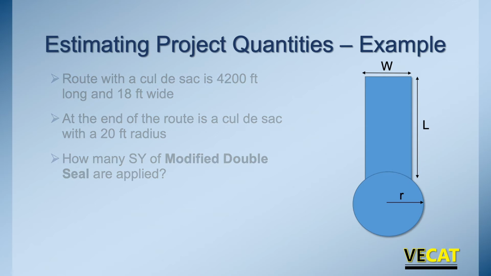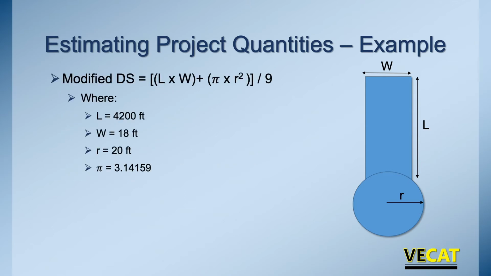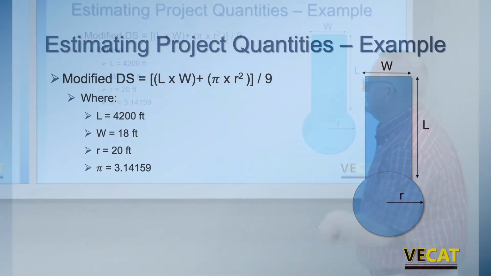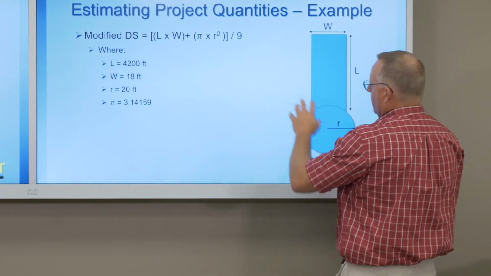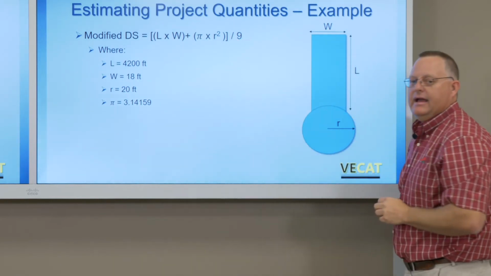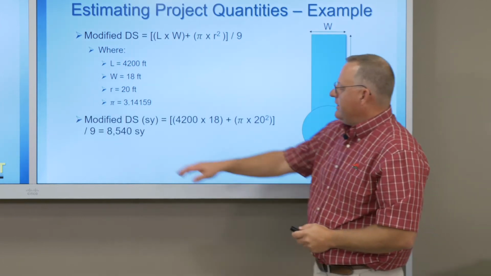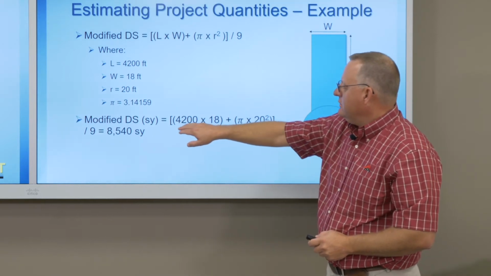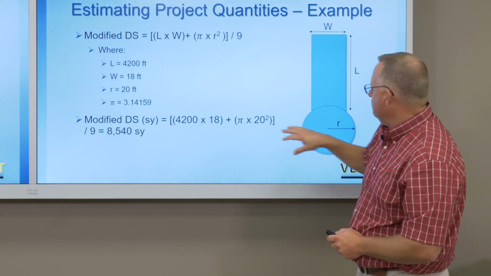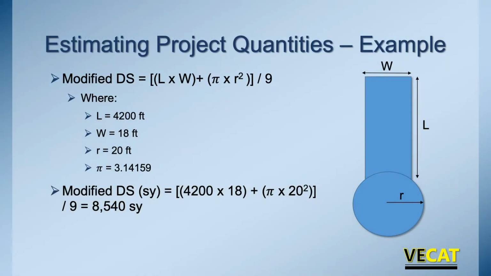So let's just walk through the equation. First, let's calculate the area for the rectangle. That's just length times width. Now, the area of a circle is defined as pi r squared. So pi is 3.14159, and we said r in this instance was 20 feet. So let's take this area plus this area and divide it by 9 and see how many square yards we come up with. So for that modified double seal, it's 4,200 feet times 18 feet wide plus pi times 20 squared, the radius squared. We divide all that by 9 and we should have 8,540 square yards of material for application.